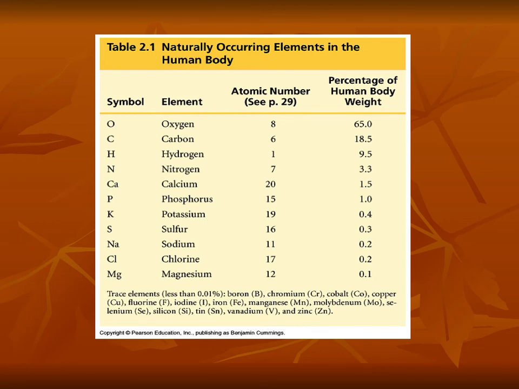There's a little chart of naturally occurring elements in the human body and their percentages. You can see oxygen and carbon are pretty high. Then it drops down to hydrogen, nitrogen, and so on until you get to magnesium, 0.1%.